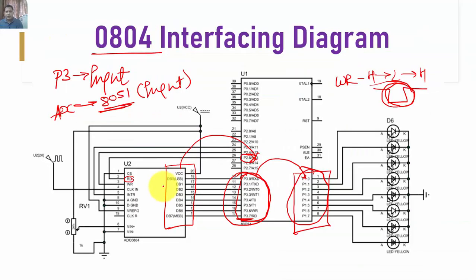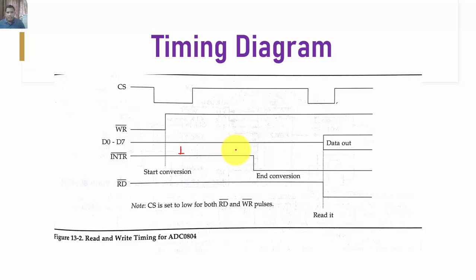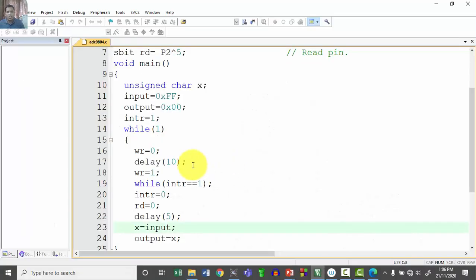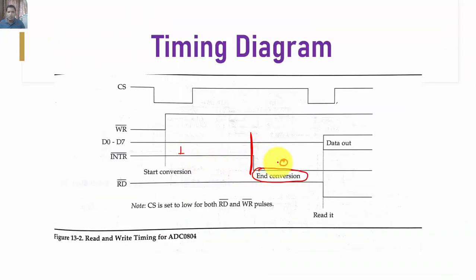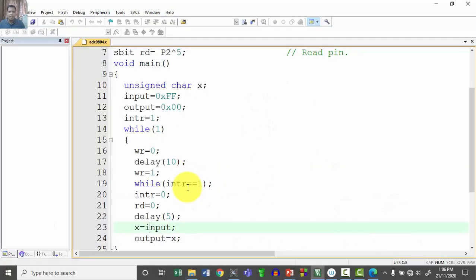Now INTR is equal to 1 means what? The moment INTR changes its status from 1 to 0, it represents that the analog to digital conversion is completed. That means we have to wait until the status remains 1, so I define while INTR is equal to 1. The code will remain over here, and the moment it changes from 1 to 0, it indicates the conversion is completed.